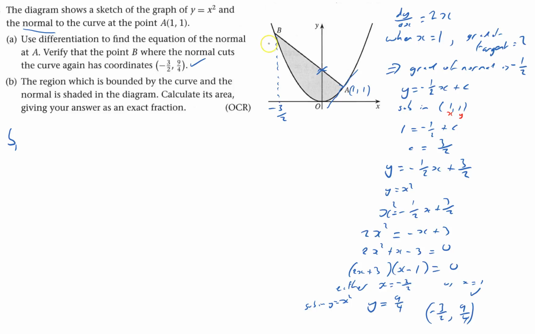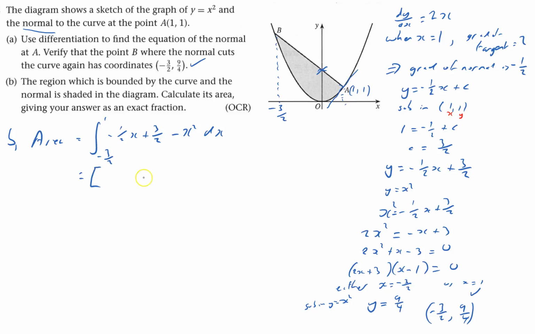Find it by working out the area of the trapezium and then subtracting the area underneath the curve y equals x squared. What I'm going to do is just one big integral. So the area equals the integral from minus 3 over 2 to 1. It's got to be underneath the line, which is minus half x plus 3 over 2, that's the area of the trapezium, and now I've got to take away the area underneath the curve, so that'll be minus x squared dx.